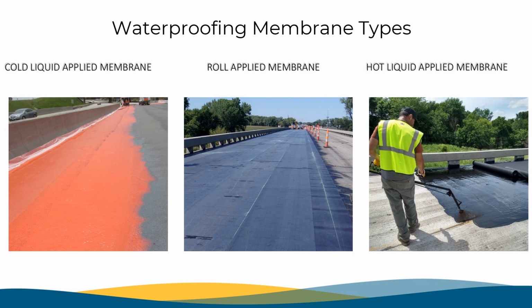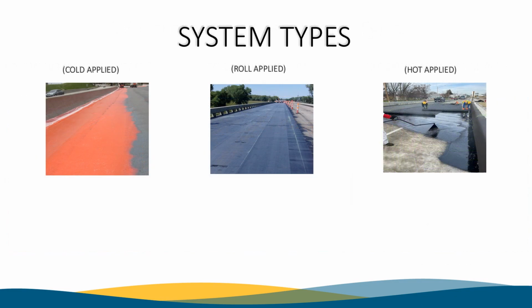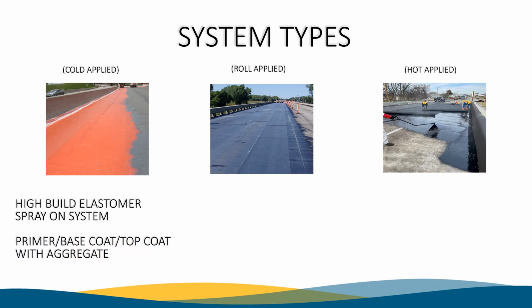There are 3 types of waterproofing membranes: cold liquid applied membrane, roll applied membrane, and hot liquid applied membrane. The cold applied membrane is a high build elastomer spray-on system, uses a primer base coat and top coat with aggregate, and is applied at normal ambient temperatures.